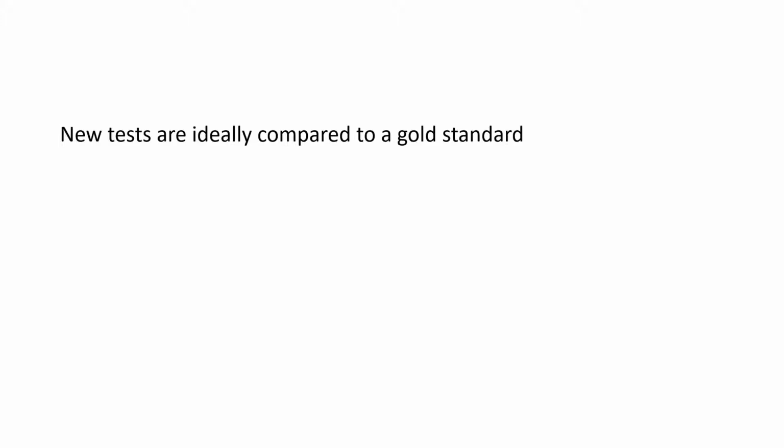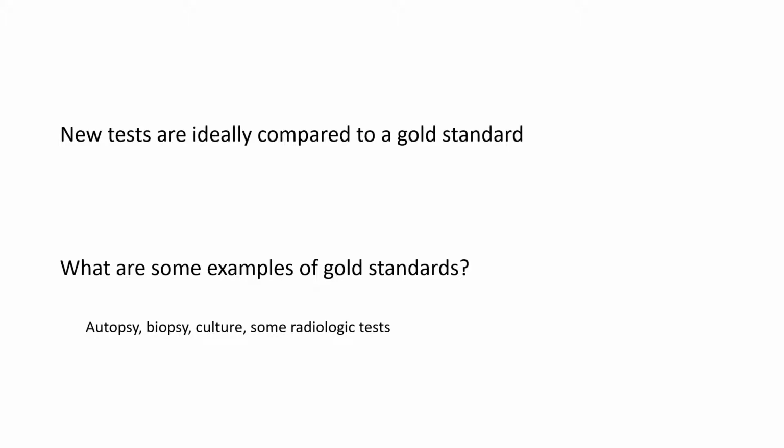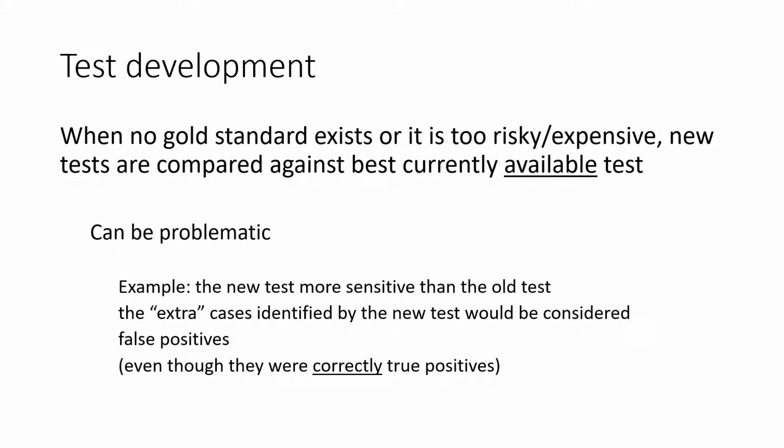Ideally, we want to compare a test to a gold standard, what the truth of a condition might be. And so what are some examples of gold standards? Things like autopsy, biopsy results, cultures, and some radiologic tests, for example, count as gold standards. Sometimes, however, there is no good gold standard, or perhaps it's too risky or too expensive, and so you might have to compare a new test against the best currently available test. And this can be problematic.